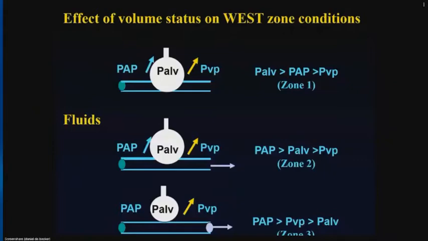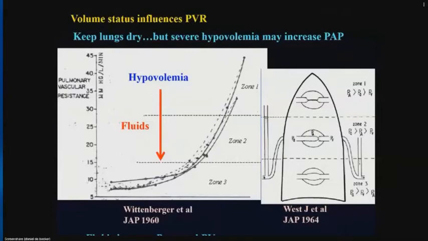vascular resistance by decreasing zone one, transforming the zone one into zone two, and transforming also zone two into zone three. So the net result will be that by giving fluids, well, we may decrease the vascular resistance into the heart. You say this is just perhaps conceptual.